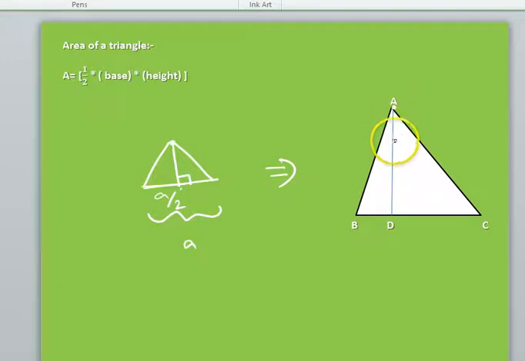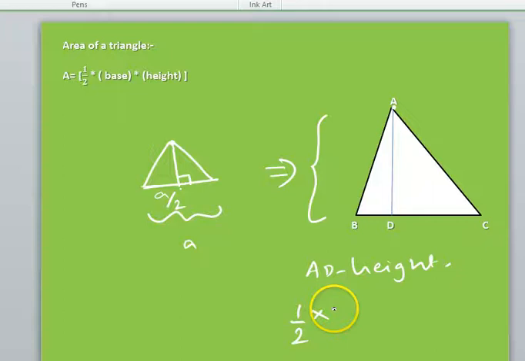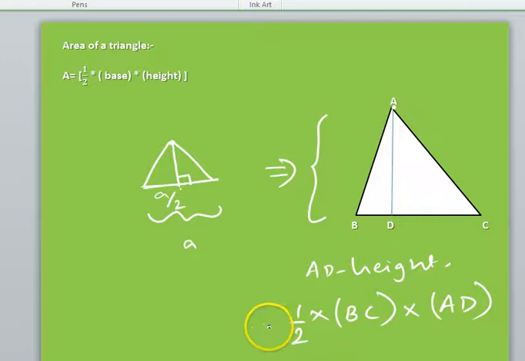We need to drop down a perpendicular, which here AD is representing. Then AD gives us the height of the triangle. Then the area of this triangle ABC is equal to half of base into height. Base is my BC and height is my AD. This is my area of triangle.